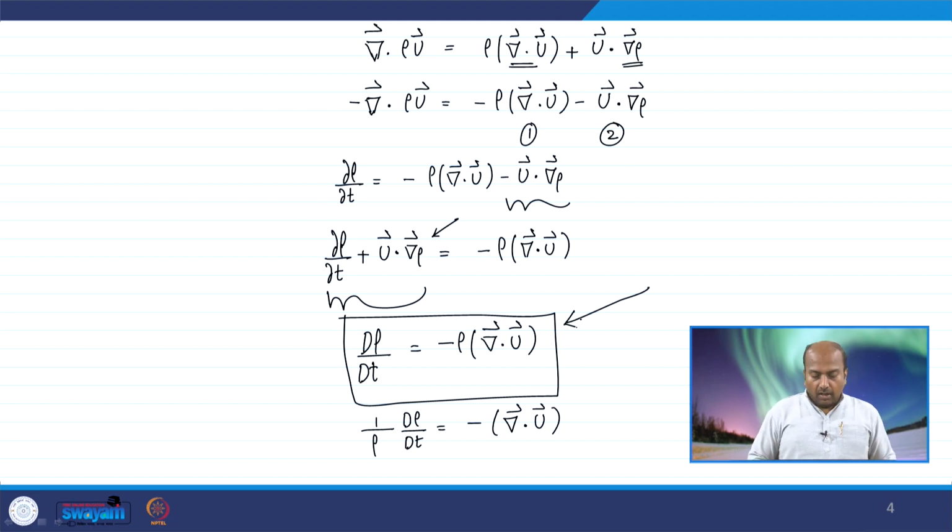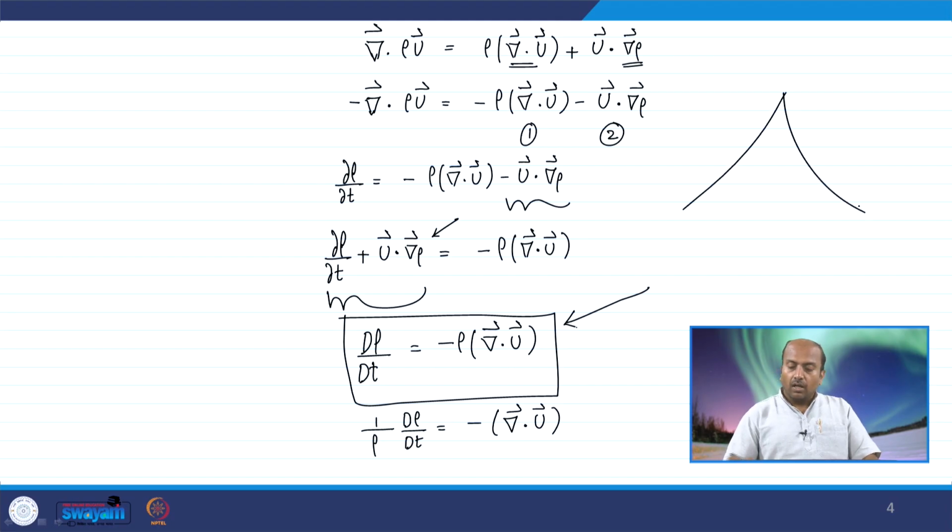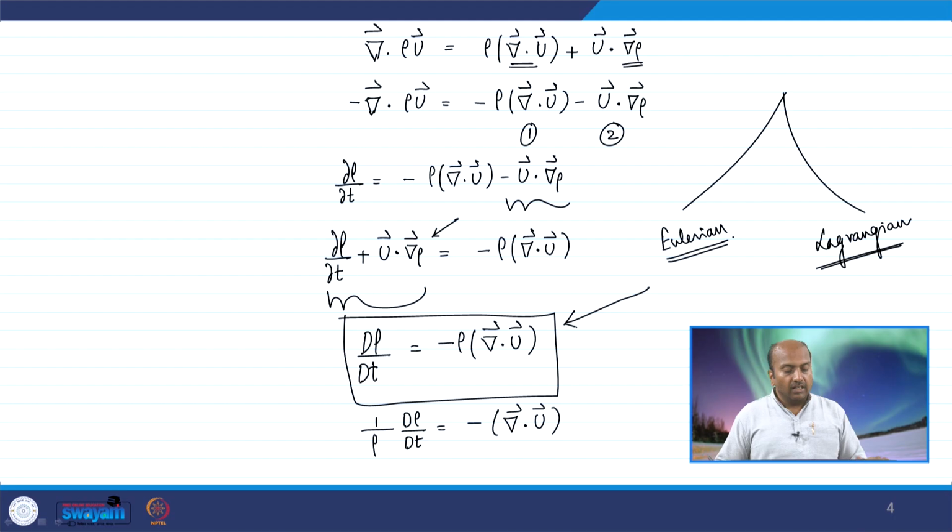Now, like we have seen in the last class, when we are considering plasma as a fluid, we will have two different approaches. One, a Eulerian approach, and another, a Lagrangian approach. So these are two different ways in which we can treat the fluid, or apply the laws of physics onto the fluid.